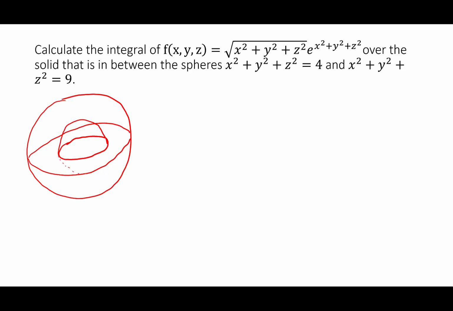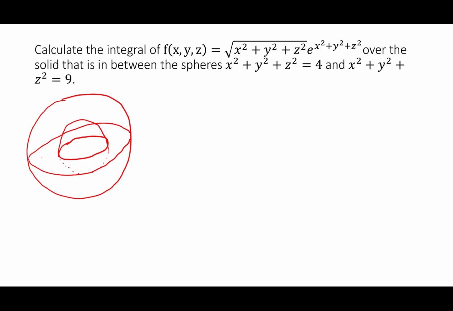I don't know why Pokemon just jumped into my head, but maybe it's a Pokeball? Maybe it's like Voltorb inside a Pokeball. Anyway, the solid that we're integrating over is everything in between here. Actually, this is more like an egg, but not egg-shaped. Anyway, just envision that for a second.